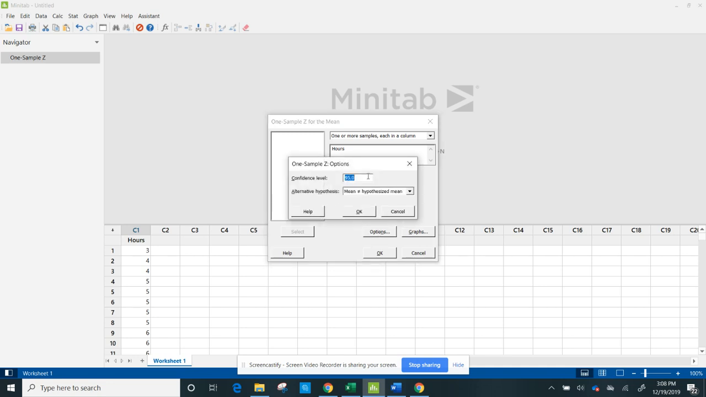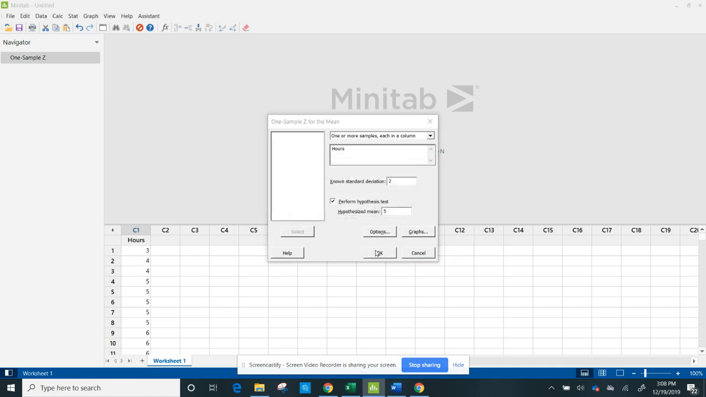And for options, all right, remember my level of significance was 0.01. So that means the level of confidence is 99. Alternative, again, was greater than. And if you're not understanding that, run back the video that we just talked about, and I gave you an explanation of how we do that. So I hit OK. I hit OK.